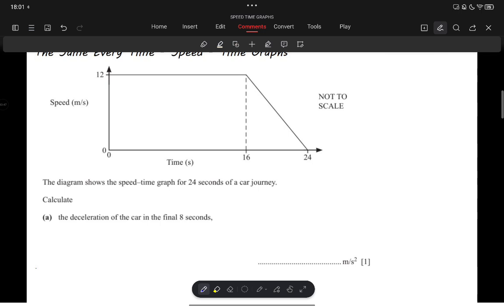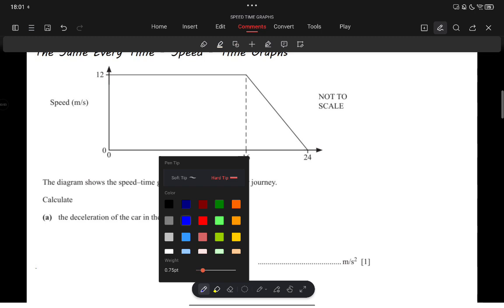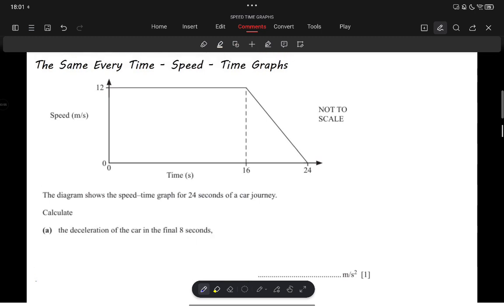So part A, calculate the deceleration of the car in the final 8 seconds. If you've watched the previous 2 videos, we know that acceleration and deceleration are given by the gradient of the graph. But remembering, I mentioned this in the last video, if it's a deceleration, we have a negative gradient, which is exactly what we have here. The line is sloping top left, bottom right, so negative gradient, but we only ever write deceleration as a positive number. If they ask you for deceleration and you write a negative number, you have gone wrong.